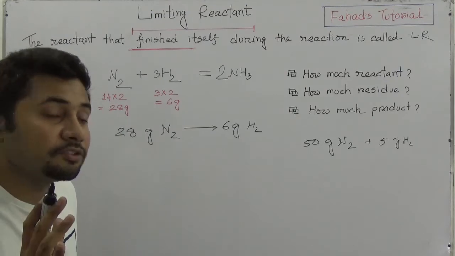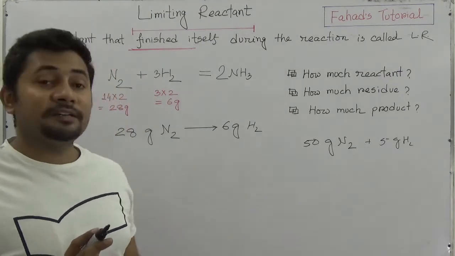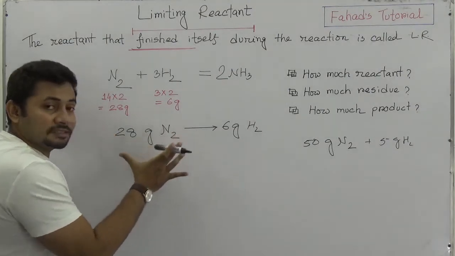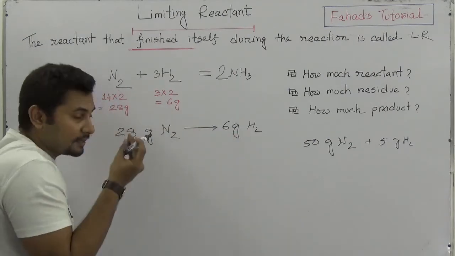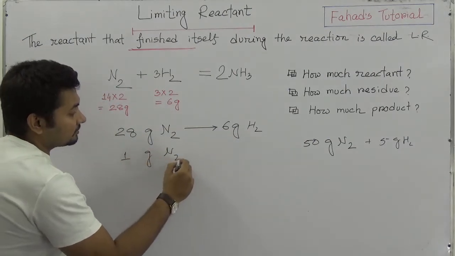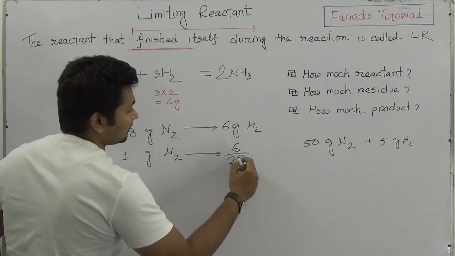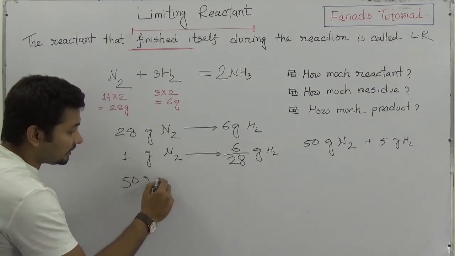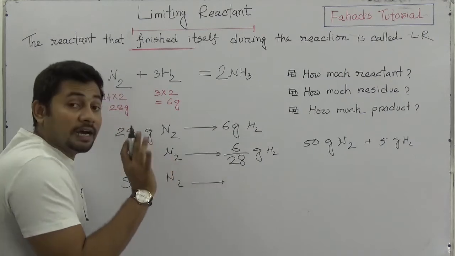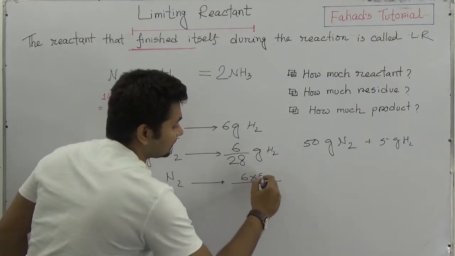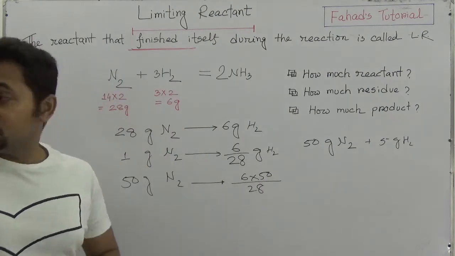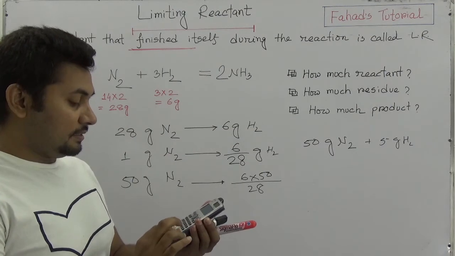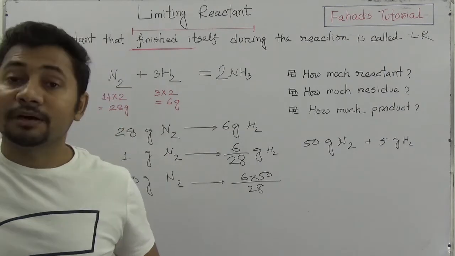Now we need to find out how much hydrogen 50 gram nitrogen will react with. If this is my standard equation, then 1 gram nitrogen will be reacting with 6 by 28 gram hydrogen. So 50 gram nitrogen will be reacting with 6 times 50 by 28. If we divide 300 by 28, we will have 10.71 gram.